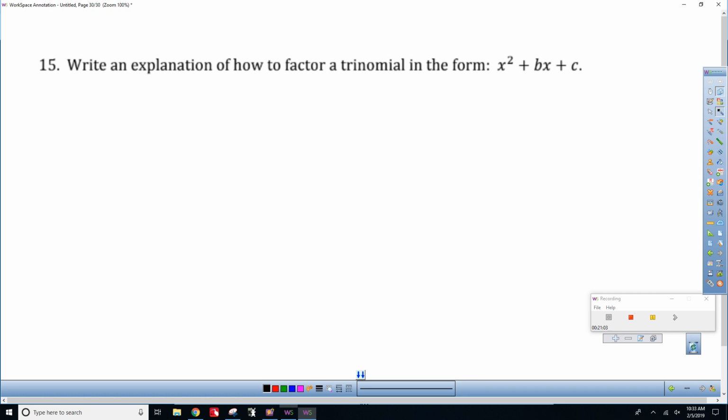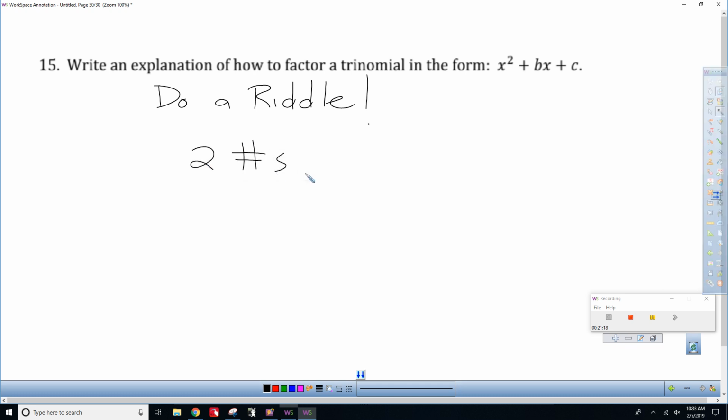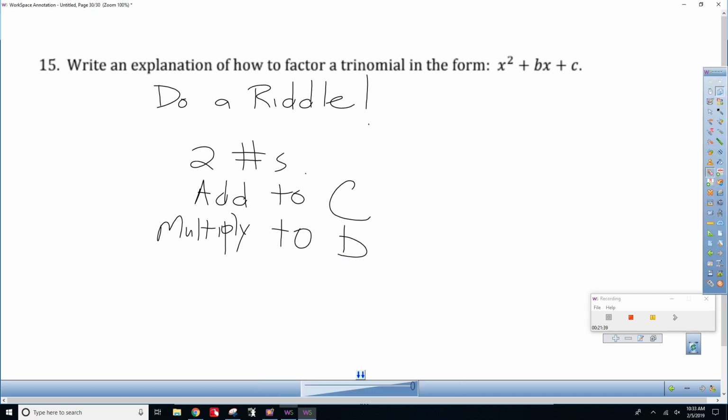How do you factor a trinomial? Do a riddle. You're looking for two numbers. They add to be C, and they multiply to be B. No, we got that wrong. I'm so wrong about that, Carson. What do they multiply to be? They multiply to be C. And they add to be B.